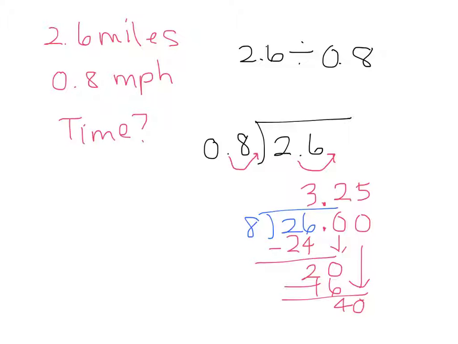3.25 what? No. The question is asking you for what? Time. So remember, he is a long-distance swimmer who swam 2.6 miles at the speed of 0.8 mile per hour. So how long did it take him to do 2.6 miles? 3.25 hours. Very good.